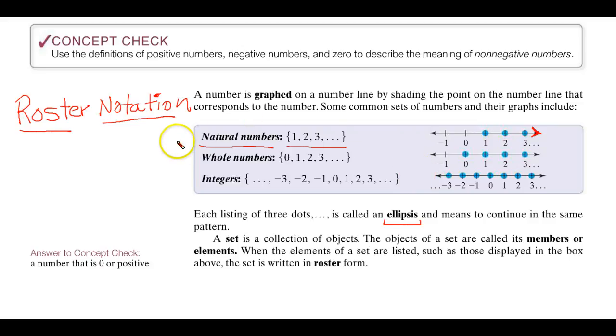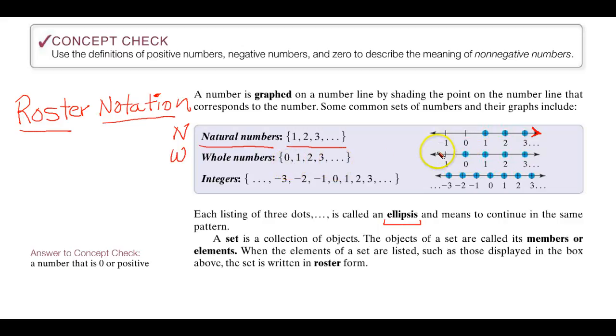Now our next set of numbers, after the natural numbers N, are the whole numbers. And you might ask, how do they differ? Well, for the whole numbers, we just add a 0, which is what they're showing here. And again, in roster notation.